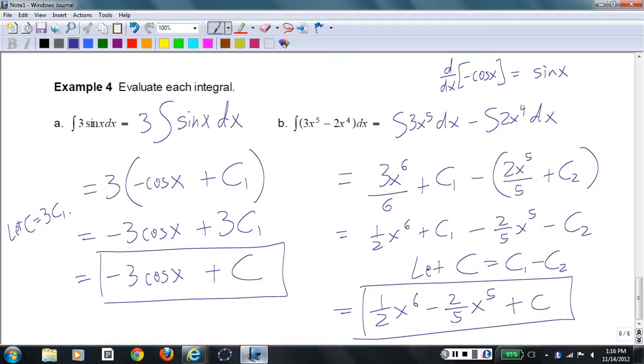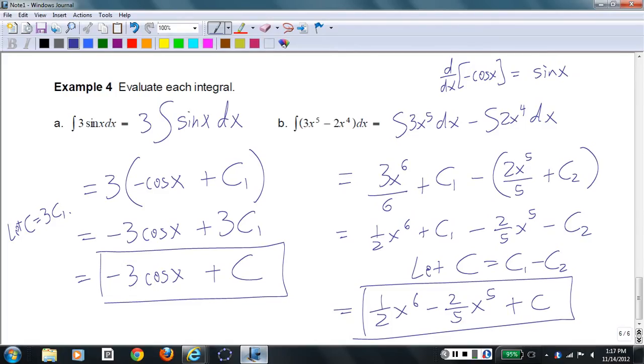Anything will work. If we take the derivative of 1/2 x to the 6th, we get 3x to the 5th. If we take the derivative of negative 2/5 x to the 5th, we get negative 2x to the 4th. So if we take the derivative of 1/2 x to the 6th minus 2/5 x to the 5th, we get the integrand that we want. Tack on any constant of integration, and we're good.